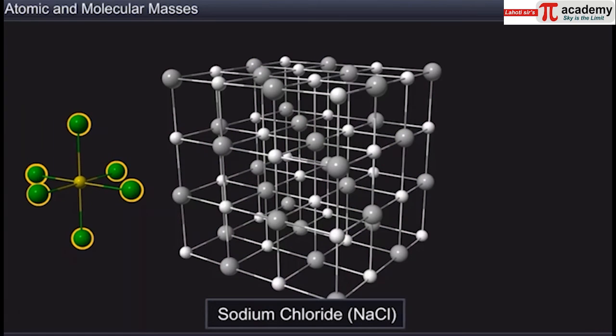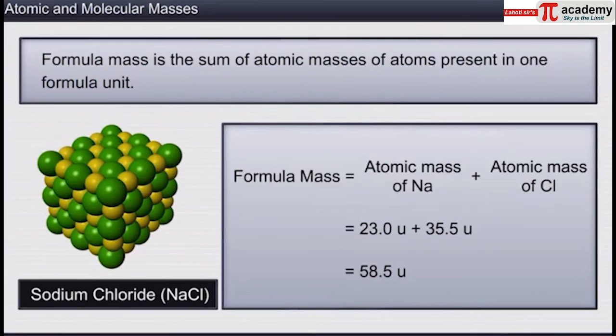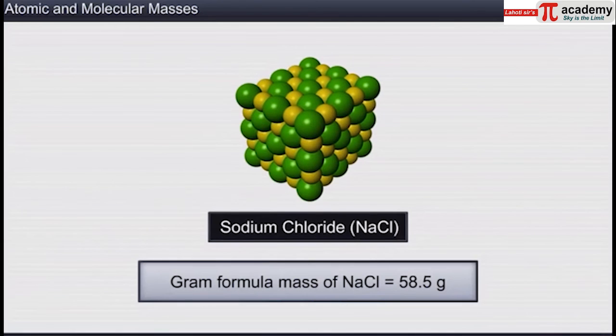So, we have to calculate the formula mass instead of the molecular mass. Formula mass is the sum of atomic masses of atoms present in one formula unit. Thus, the formula mass of sodium chloride is the atomic mass of sodium plus the atomic mass of chlorine, which is 58.5 u. When the formula mass is expressed in grams, it is known as gram formula mass.